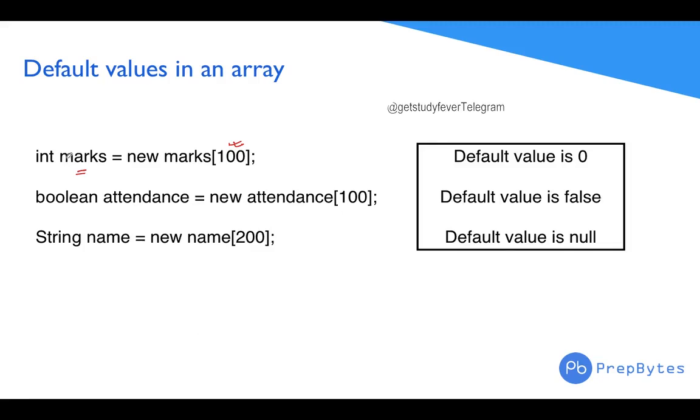If it's an integer array and you try to print any element of this array, you will get 0. So the default value of an integer array is going to be 0 if you do not assign any value. Obviously, if you assign any value, that particular value will be there. Another thing is, let's say it's a boolean array. In case of a boolean array, by default the value will be false, and in case of an array of objects, by default it is going to be null.